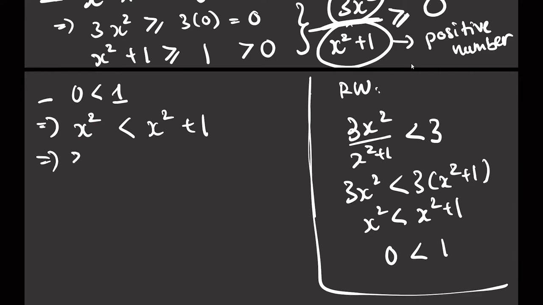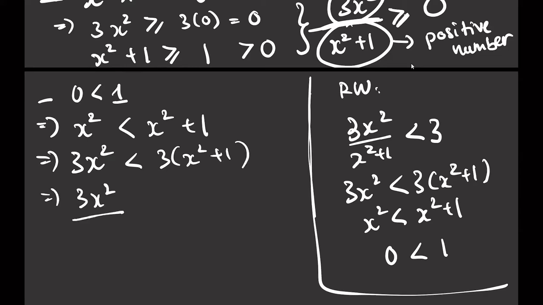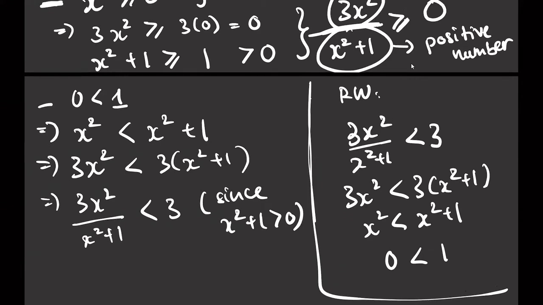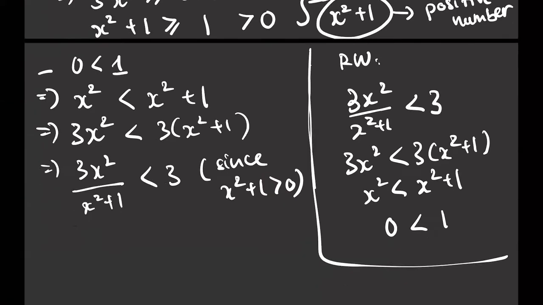Okay, and I multiply by 3 on both sides, and I divide by x squared plus 1 on both sides, and it doesn't change direction because x squared plus 1 is a positive number. And when you divide something, you have to think whether it is 0, because if it is 0, you cannot divide. And here it is strictly greater than 0. That's why I can divide by x squared plus 1.